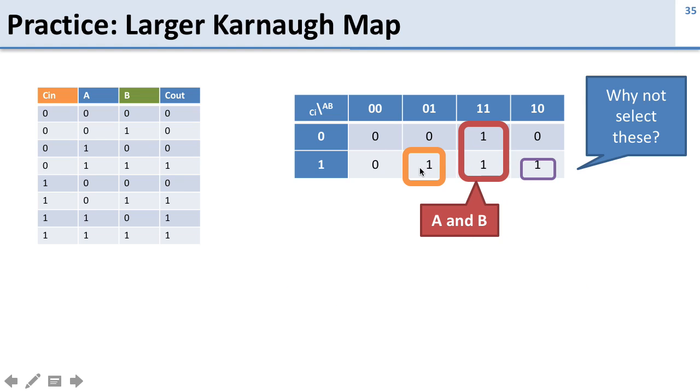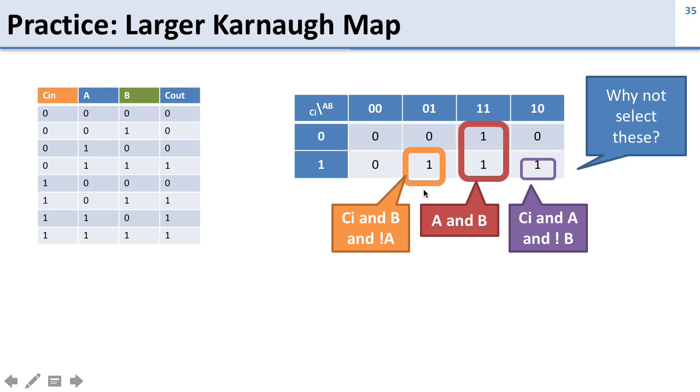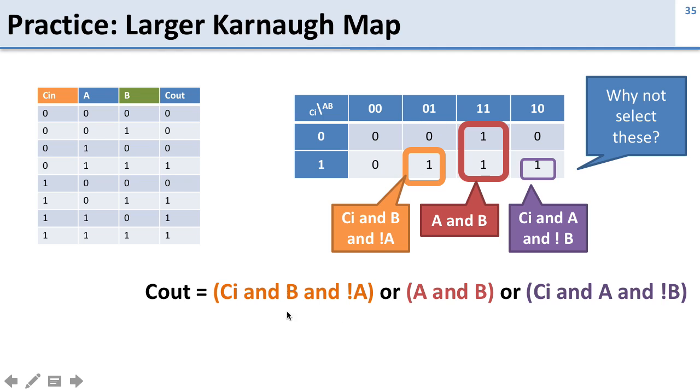Now, why didn't we go through and select it this way, where we select one at a time? Well, we could certainly do that, but now look how complicated this is here. This is carry in and A and not B. And this one over here is carry in and not A and B. And so we end up with a much more complicated formula if we do that. This is the benefit of a Karnaugh map. If you select larger parts, you can get a more simplified formula.